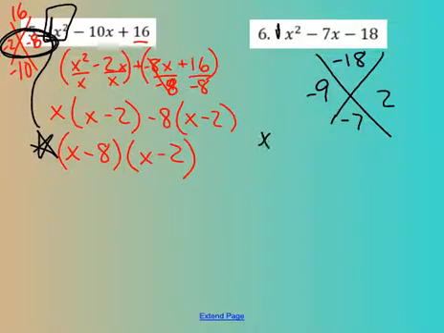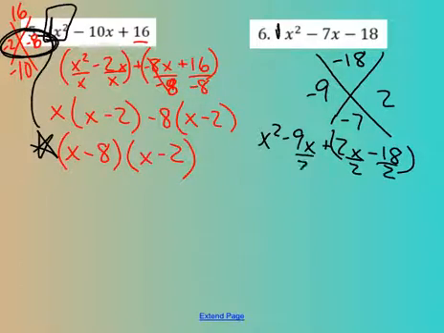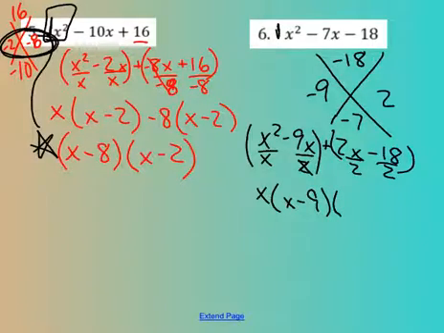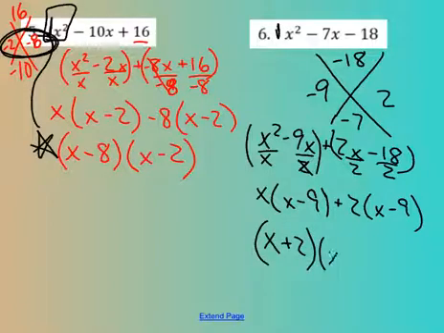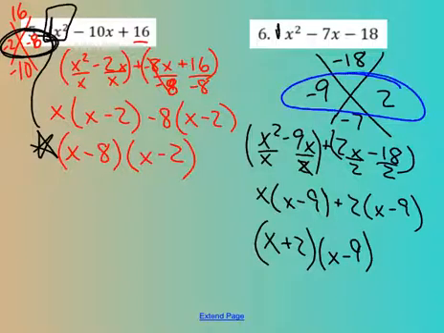Now, if I did my factoring by grouping, I'd have x squared minus 9x plus 2x minus 18. I group these, I divide by 2, divide by x, divide by x. This is going to be x times x minus 9. And then this is going to be plus 2 times x minus 9. So now I have x plus 2, x minus 9. Well, where have I seen plus 2 minus 9 before? Right here. So I can assume this is a positive, this is a negative, x minus 9, x plus 2.